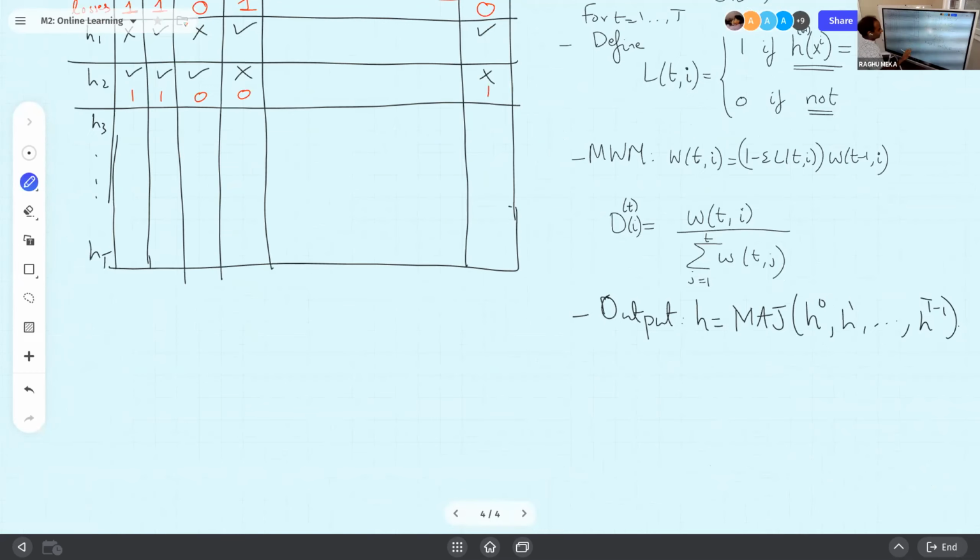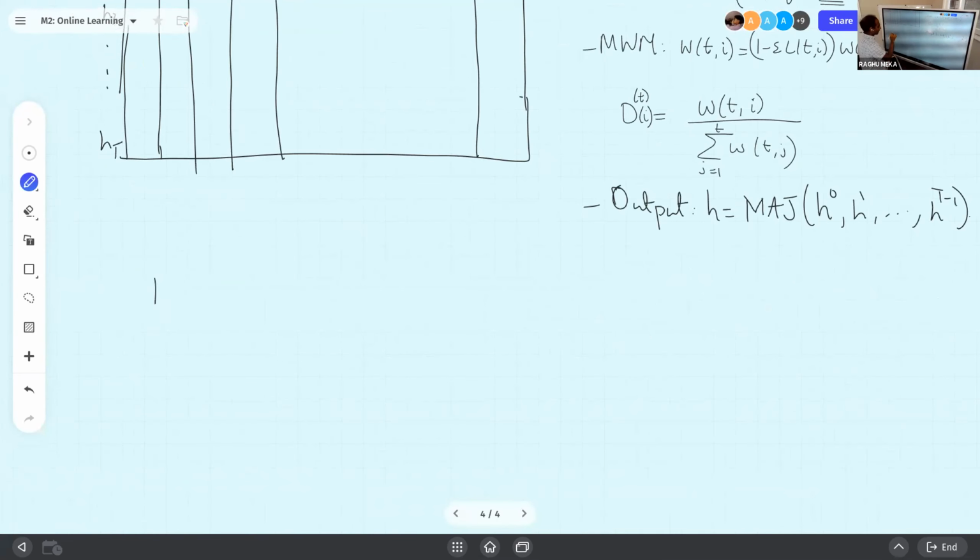So that's the algorithm, and let me state what is known about this. So, theorem, AdaBoost.